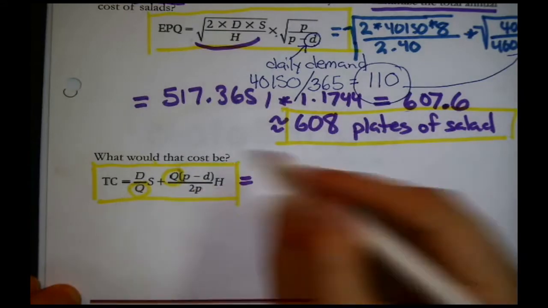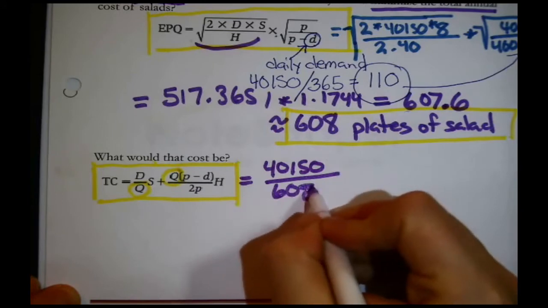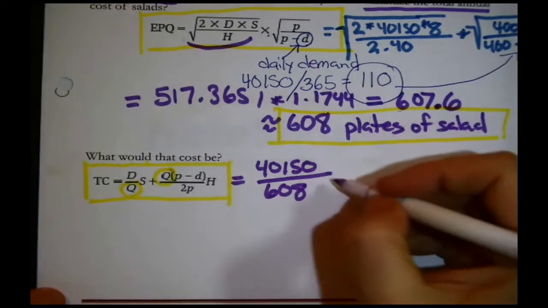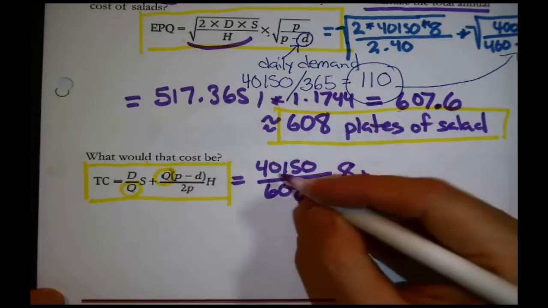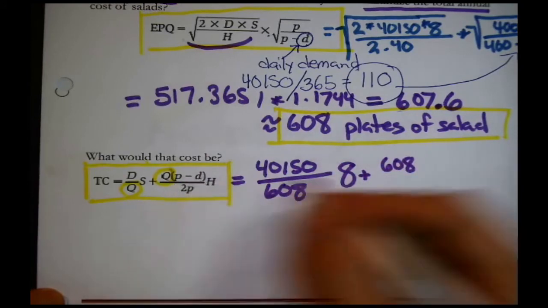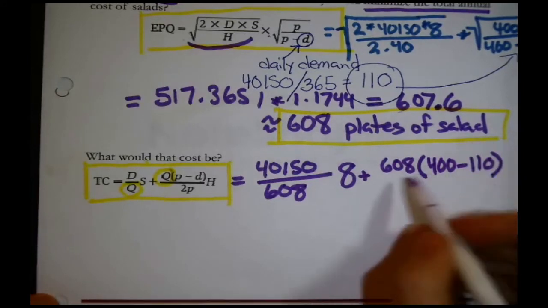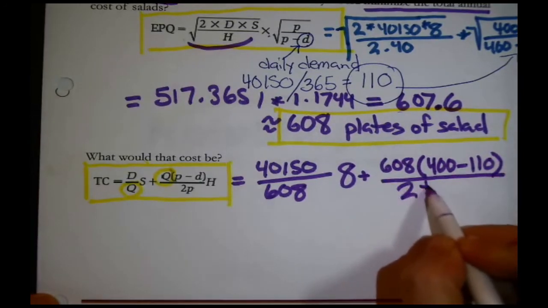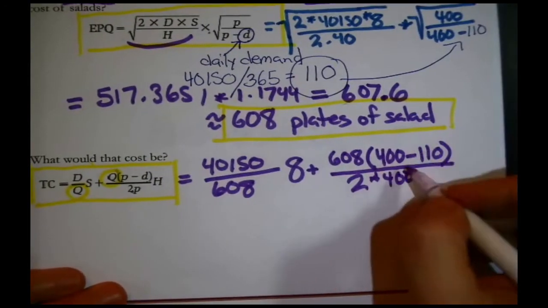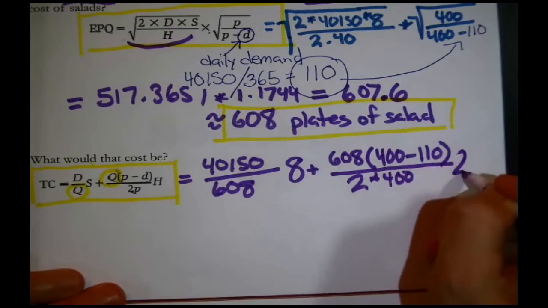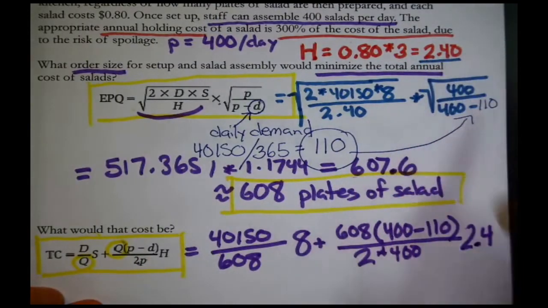Okay, so the D is annual demand, 40,150, divided by Q. We have just appointed 608 to be our quantity. Times S, well, that's that 8, right? Plus, okay, Q, 608, times P minus d. The P is 400, minus daily demand is 110, divided by, in the denominator, 2 times 400, 2P again, except wait, when you do that, that's actually your average inventory, by the way, you want to multiply it times 2.4. Why? Because remember, that is the per unit annual holding cost.